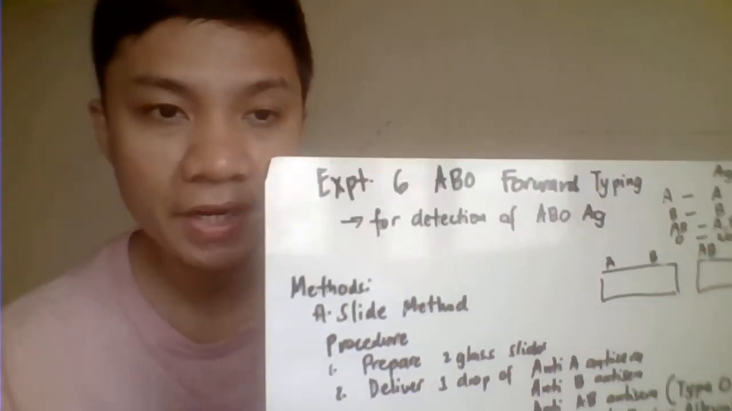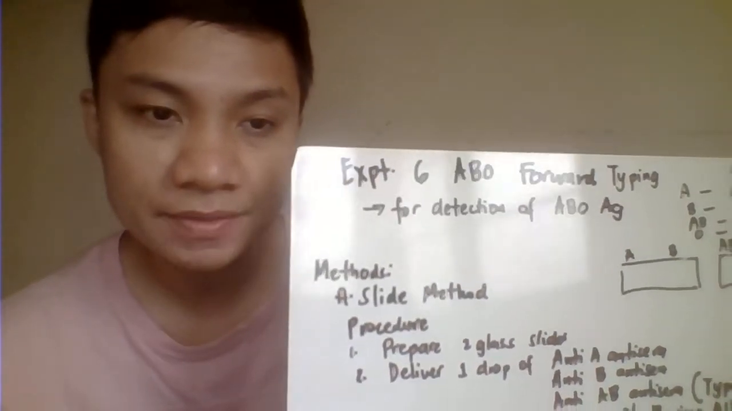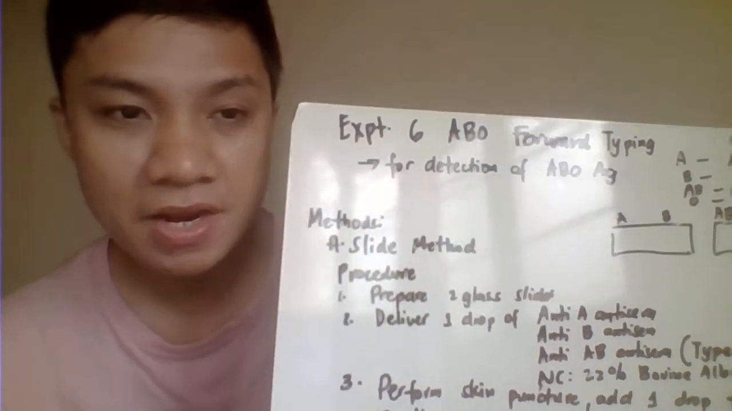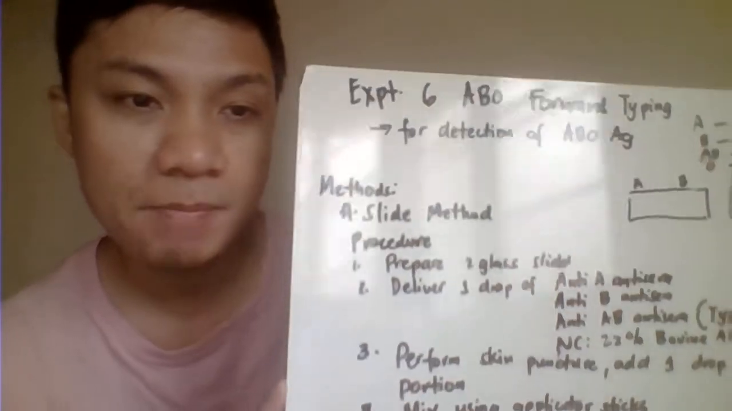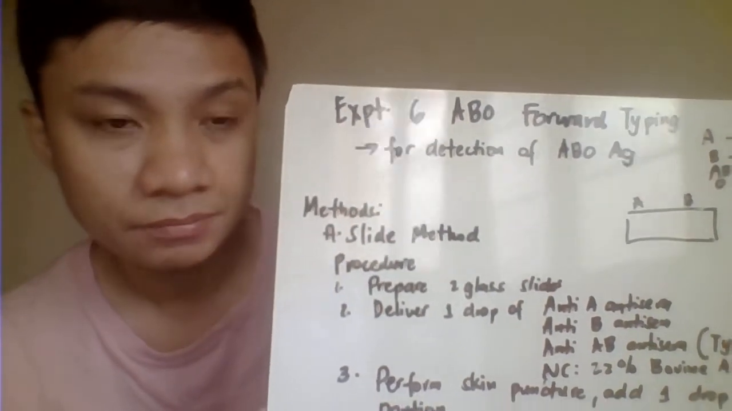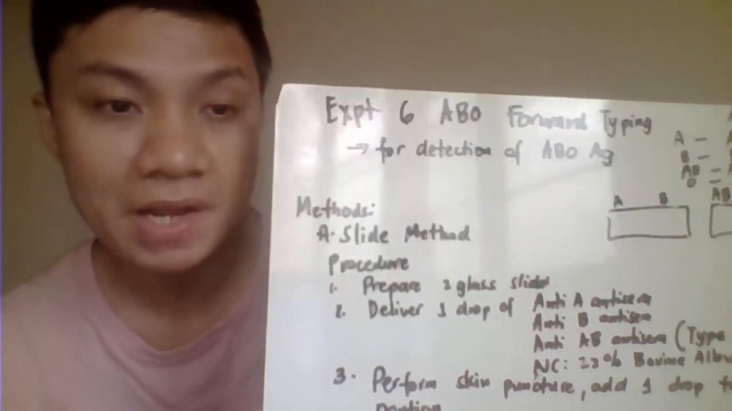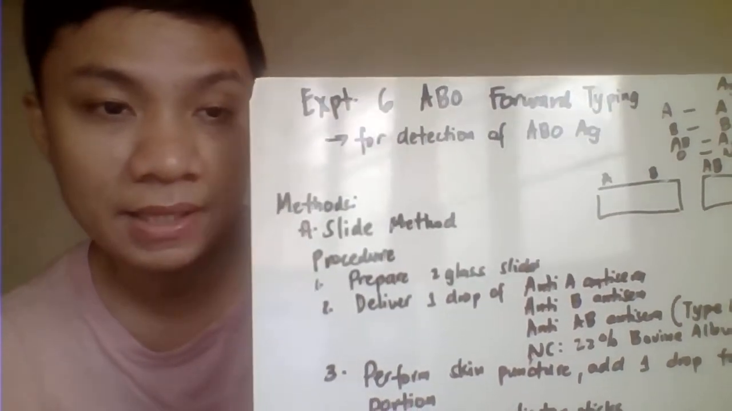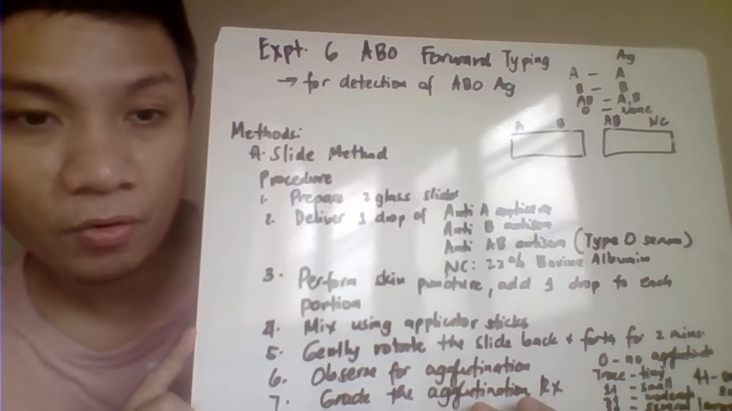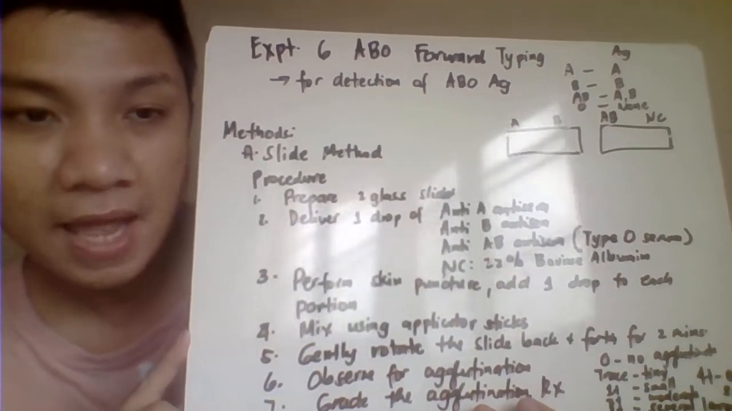Okay, so we have here the blood typing. So we have here the ABO blood typing. Basically, we have here the two methods for the ABO blood typing. One is the forward or the front typing, and the other one is the reverse typing or the backward typing. So first we have here your forward typing or the front typing.